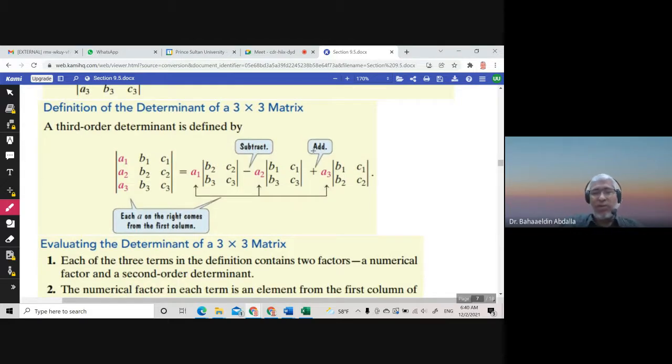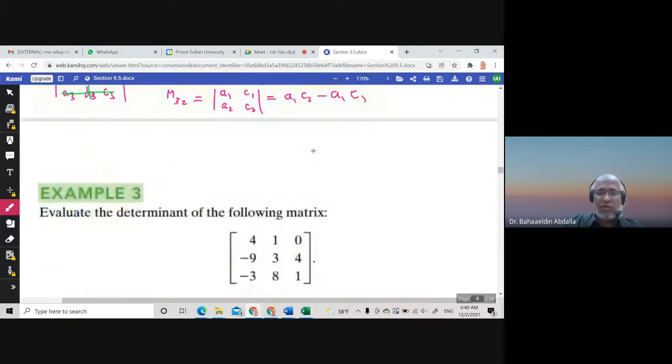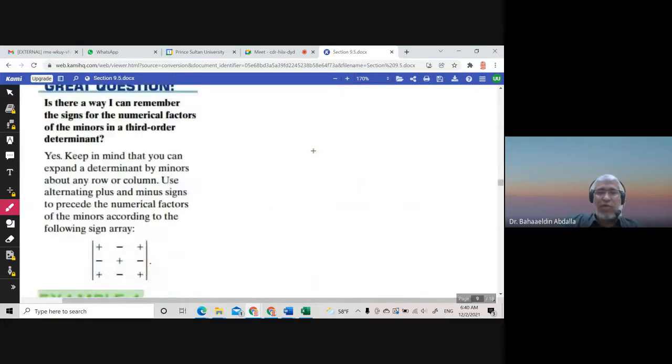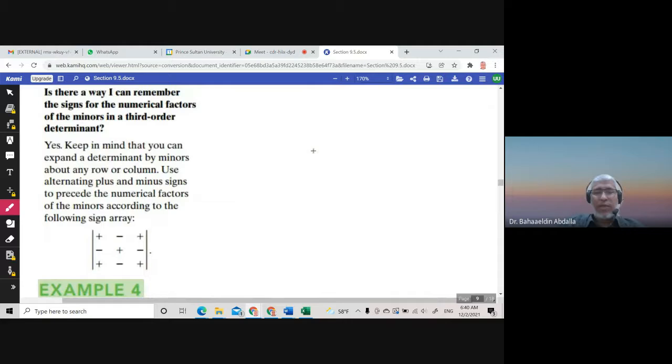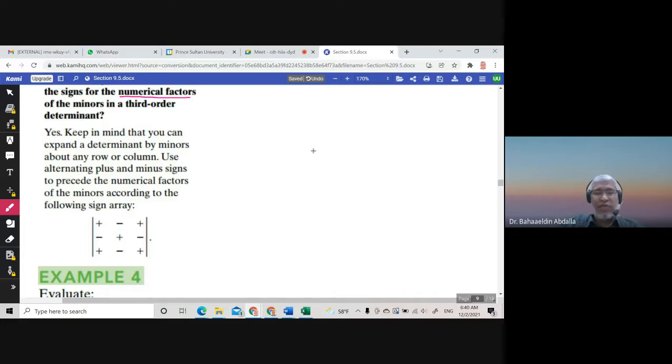There is only one problem, the signs. The signs are not always positive or negative. The signs depend on the position of the number. So A1, there is a positive sign with it. A2 negative, A3 positive. Why is that? What is the rule for the signs? This is the rule for the signs. To remember the signs for the numerical factors, A1, A2, A3, this is the sign. Always the signs in a 3 by 3 determinant go like this.